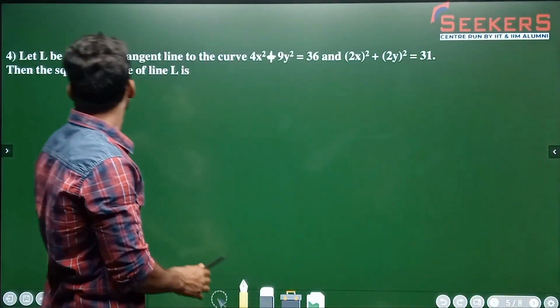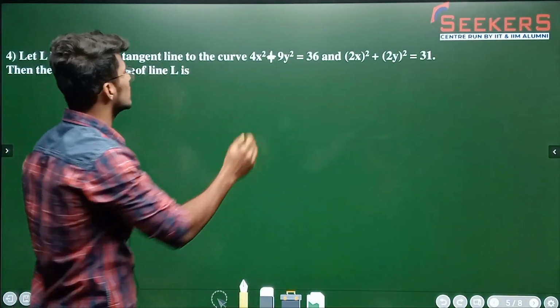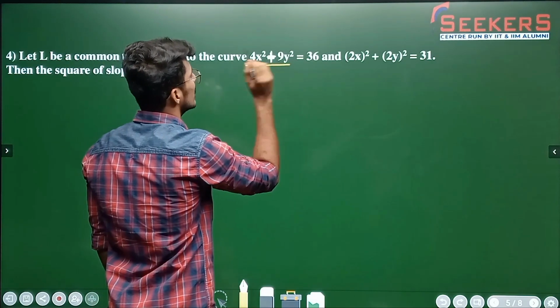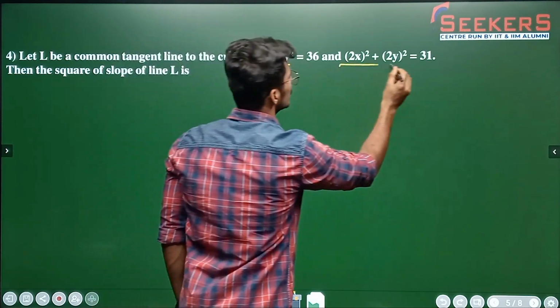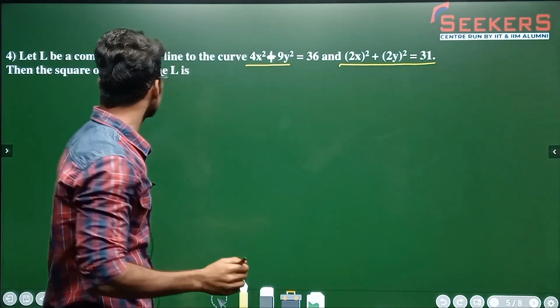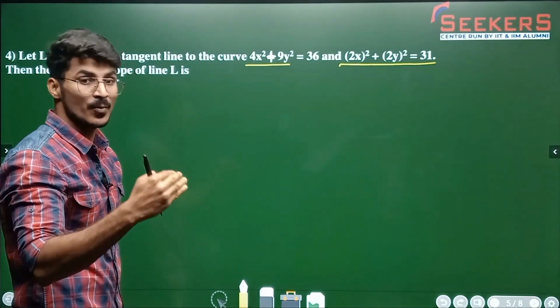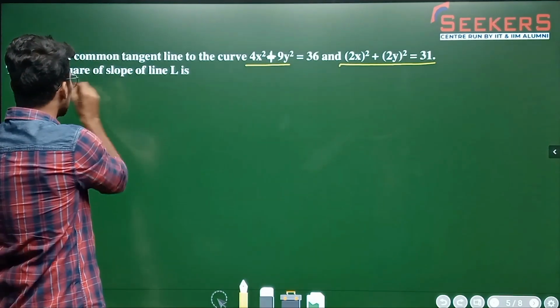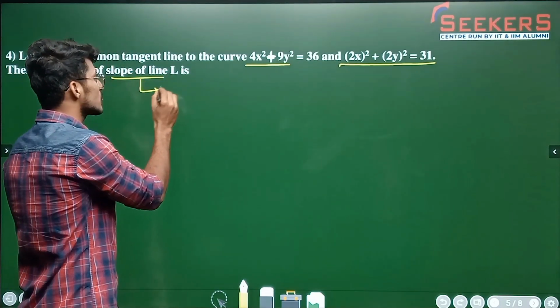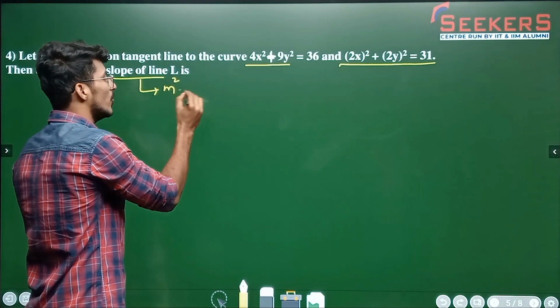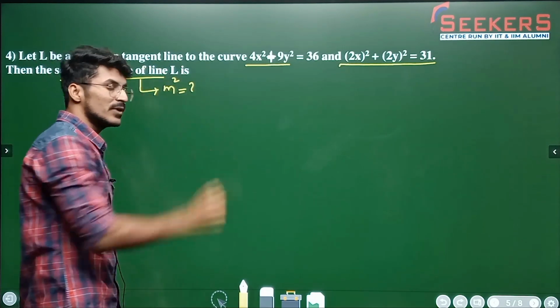Look at the question. Let L be a common tangent to the curve 4x square plus 9y square is equal to 36 and 2x whole square plus 2y whole square is equal to 31. Then the square of the slope of the L. What do you mean by this? Square of the slope of the L is nothing but, if I say slope as m, is talking about m square. Alright, he is asking for m square.